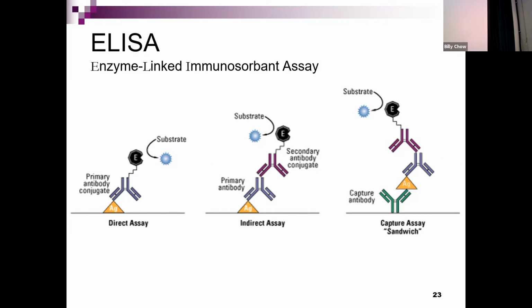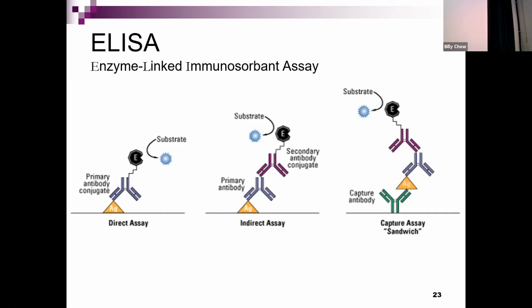Don't worry. Direct assay is when you have antigen coated on a plate, and then you have the primary antibody already conjugate with an enzyme. So you can conjugate the primary antibody directly with an enzyme, but it's a lot of work to do it. And commercially, of course, companies can do it, but in the laboratory, I cannot conjugate all my primary antibody with enzymes. So I use secondary antibody to detect the primary antibody.